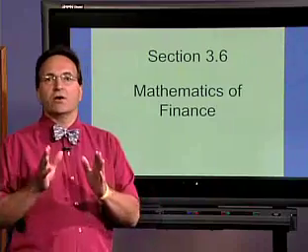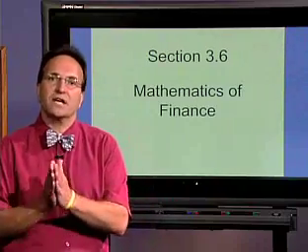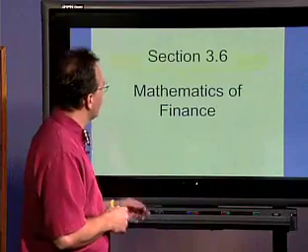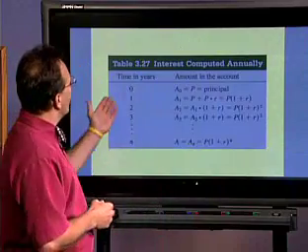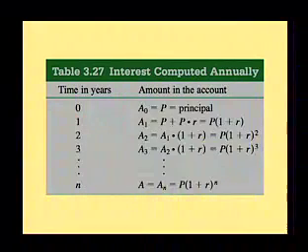So let's start off by looking at a discussion or a table in which we're going to discuss compound interest. Here's the table. We have time in years in the left-hand column and the amount of the account in the right-hand column. Now suppose we take a principal amount of P dollars and we invest it in an account bearing an interest rate of R, and if we express R in decimal form, then we calculate that interest at the end of each year.